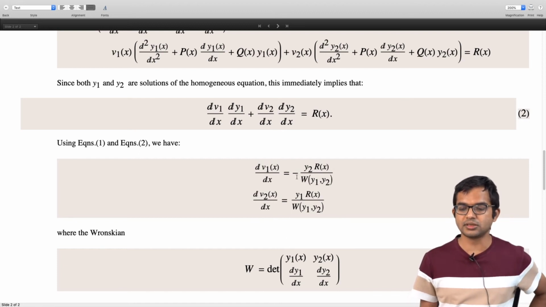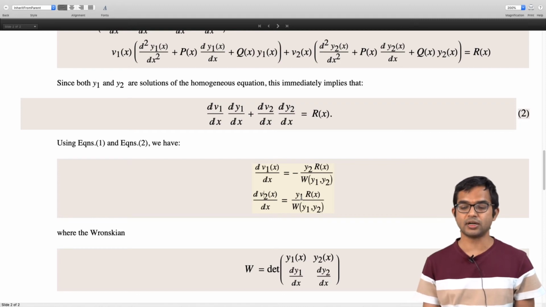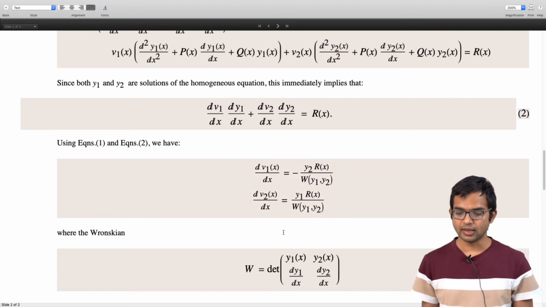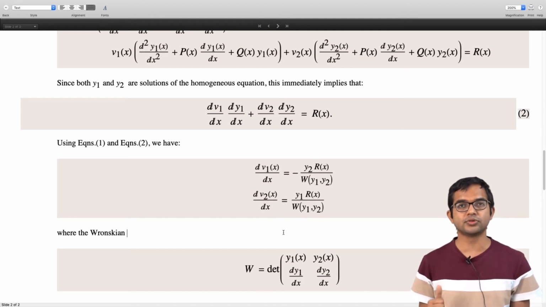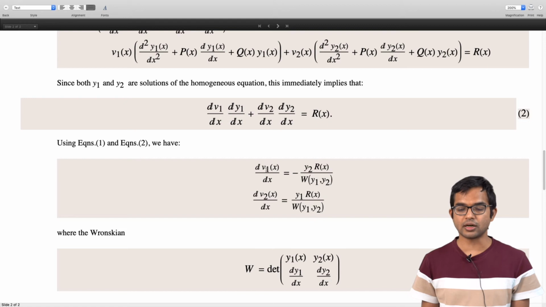So dv1/dx is equal to this expression, and then we also have dv2/dx is equal to y1 times r of x divided by the same Wronskian. Now these are linearly independent functions, so we are guaranteed that the Wronskian is not zero. It's a useful observation to make, like a side remark, but it's important. We have chosen these y1 and y2 to be linearly independent solutions. Therefore we are guaranteed that their Wronskian is non-zero, and therefore these functions are going to be meaningful.